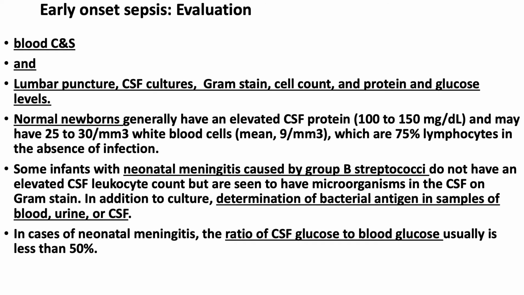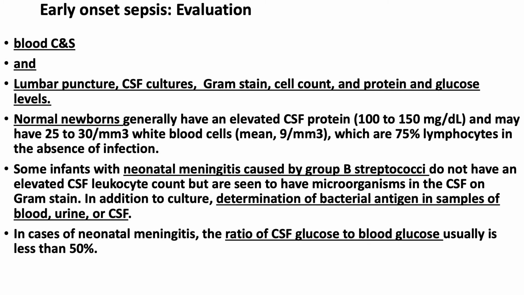Normal newborns generally have elevated CSF protein up to 100 or even 150 milligram per deciliter, and may have 25 to 30 per cubic millimeter white blood cell count. The mean is 9 per cubic millimeter, which are 75% lymphocytes in the absence of infection. These are normal. Some infants with neonatal meningitis caused by group B streptococci do not have elevated CSF leukocyte count, but are seen to have microorganisms in the CSF when we did gram stain and culture.